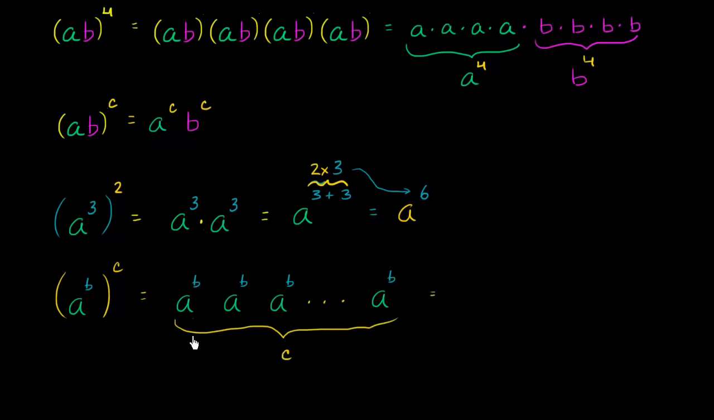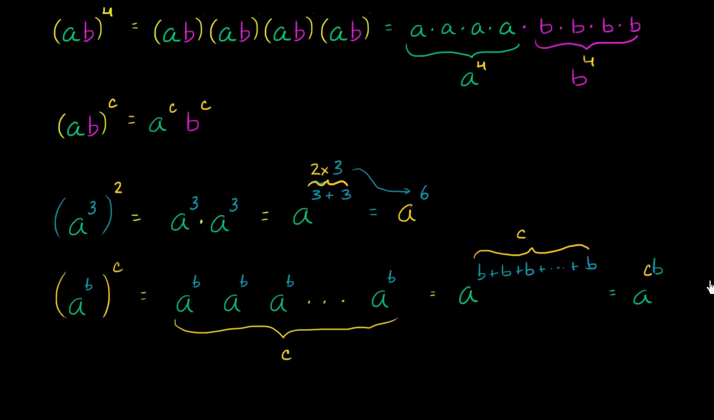So what is that going to be equal to? Well, that is going to be equal to a to the, well, for each of these c, I'm going to have a b that I'm going to add together. So let me write this. I'm going to have b plus b plus b plus dot dot dot plus b. And now I have c of these b's. You could view this as a to the c times b power, or a to the cb power.